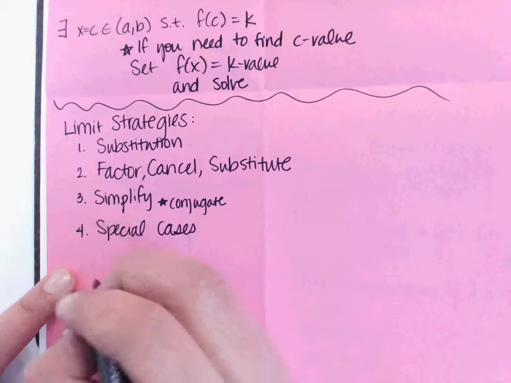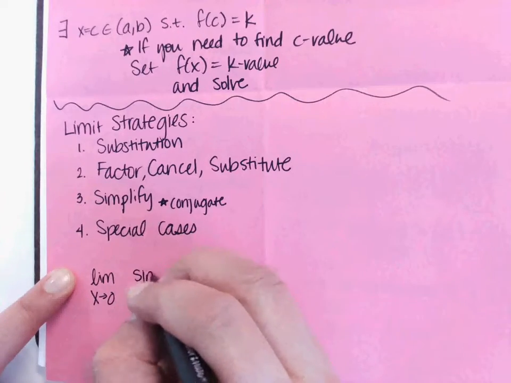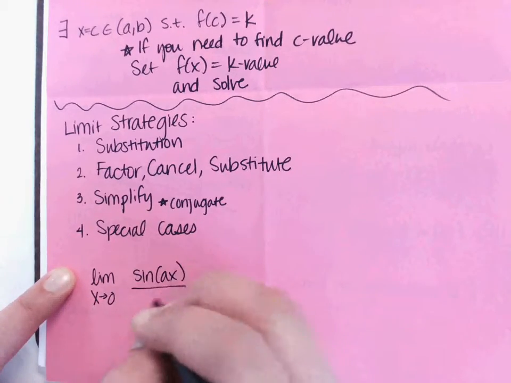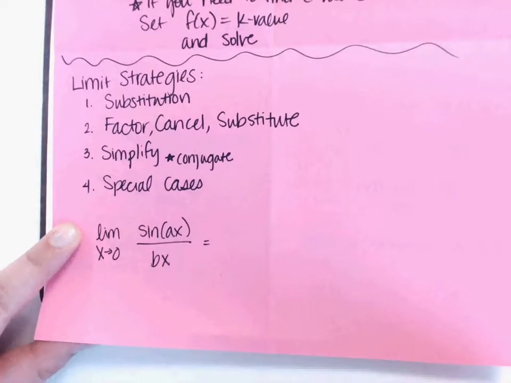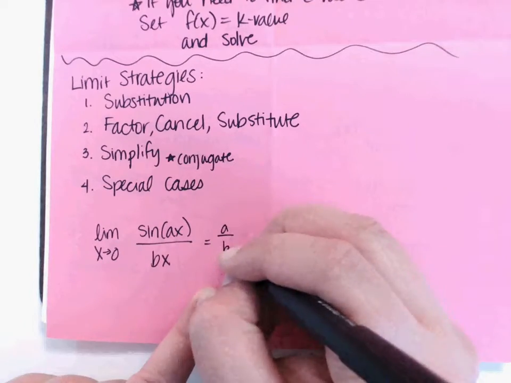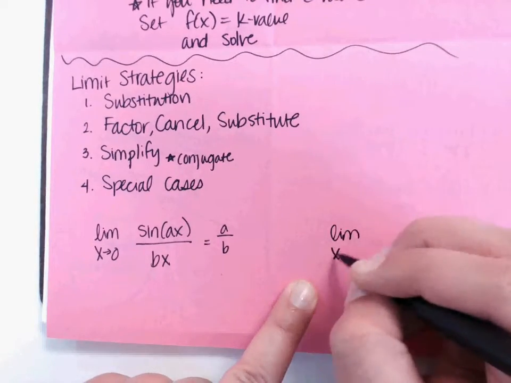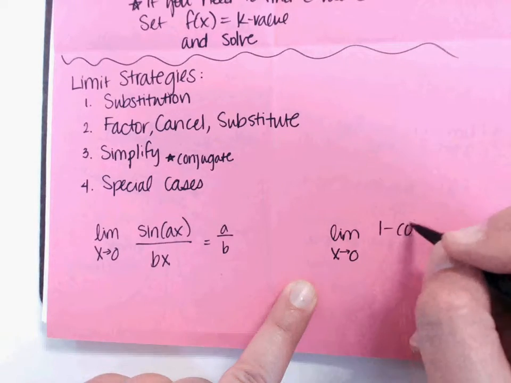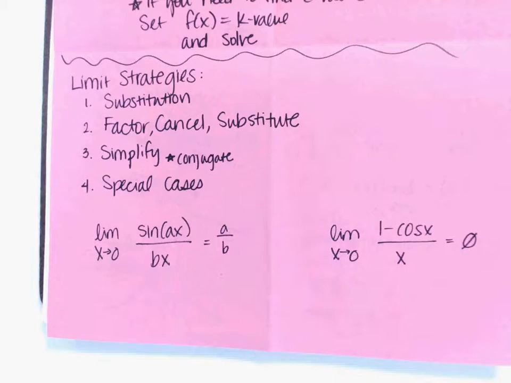Special case number 1. The limit as x approaches 0 of sine ax over bx. What does that go to? A over b. And then your other special one was the limit as x approaches 0 of 1 minus cosine x over x. And that one goes to 0.